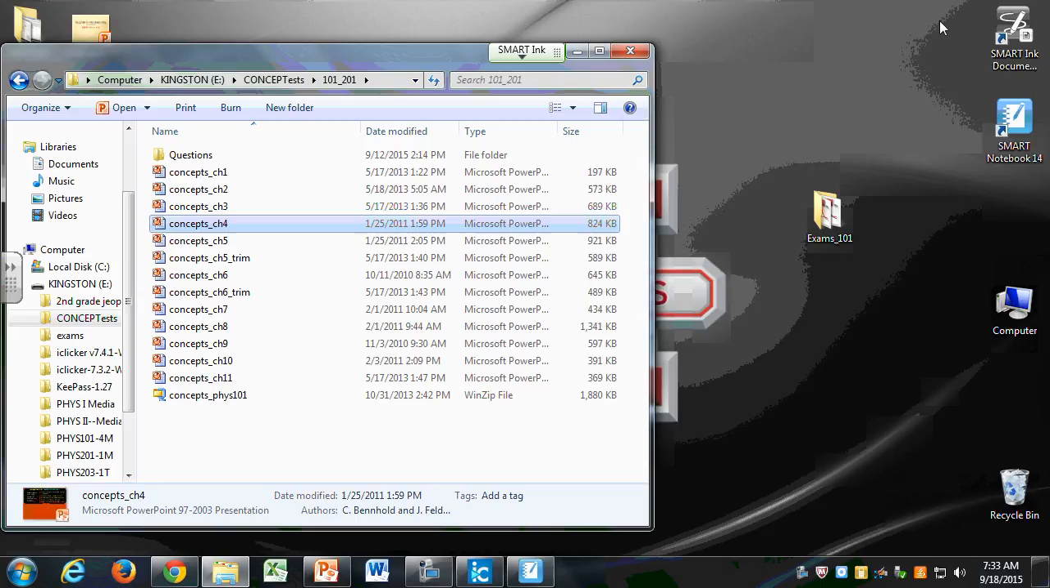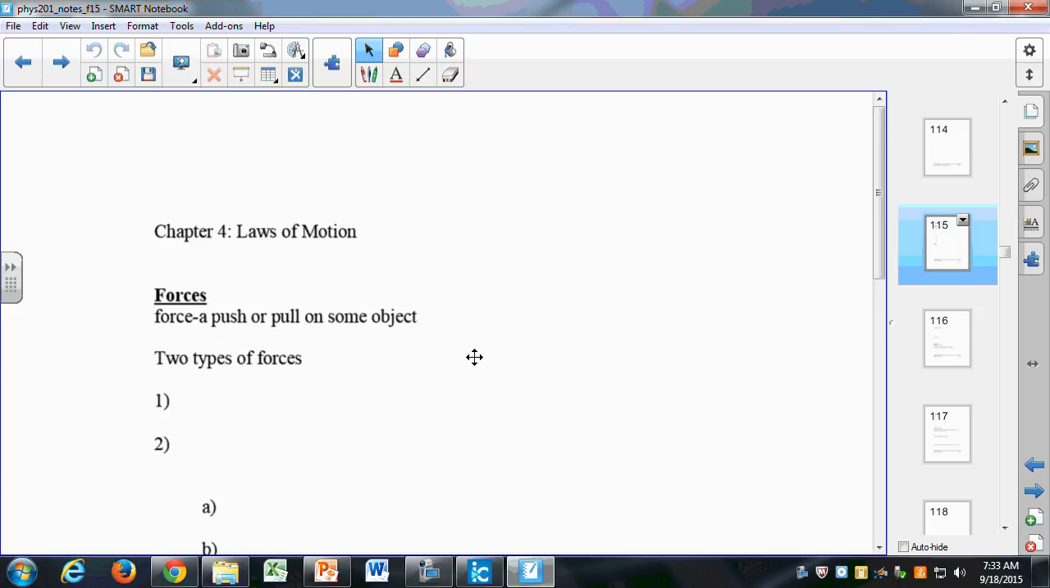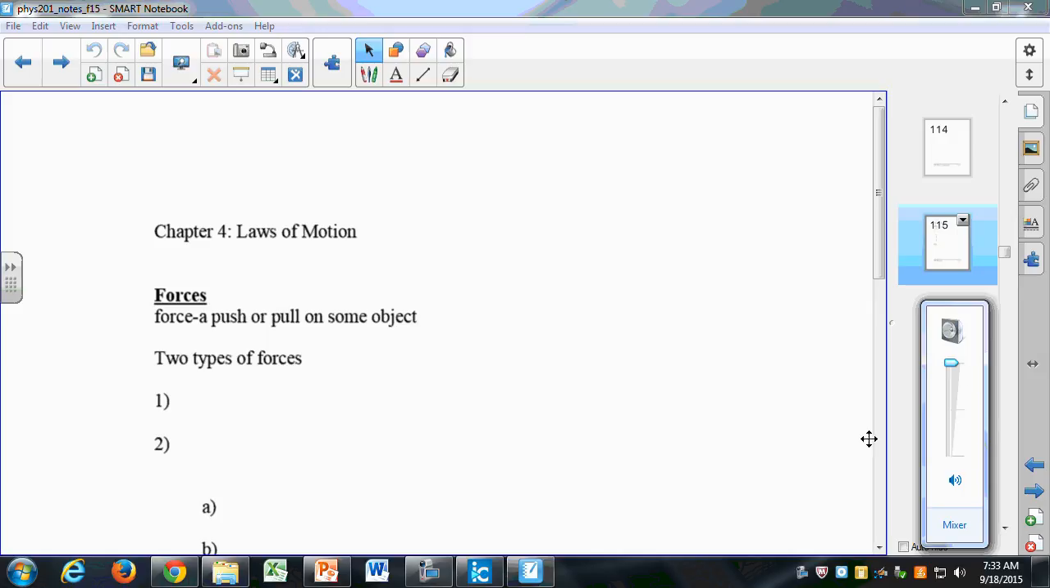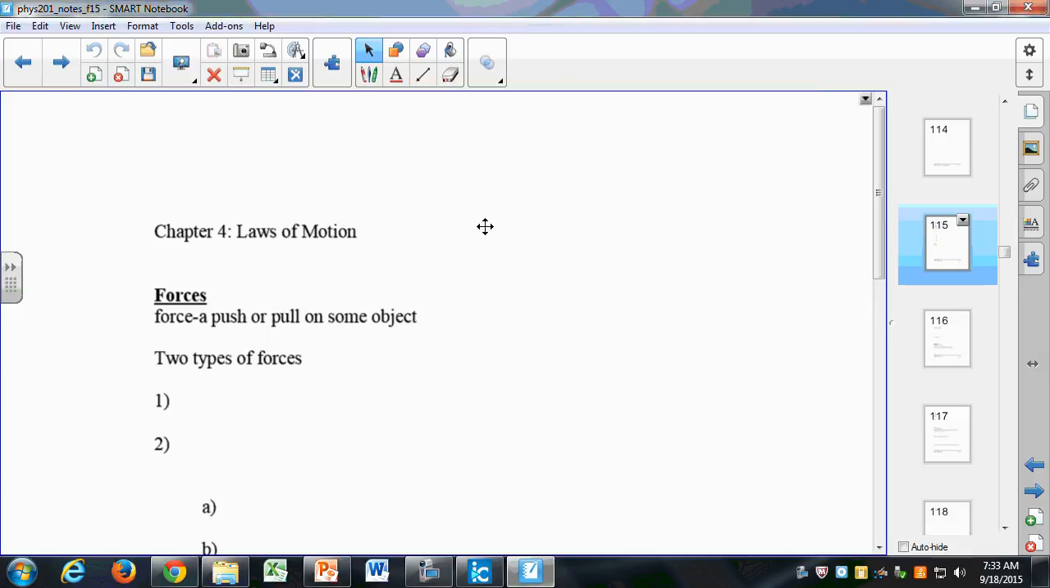Y'all never see that. But vectors are a big part of Calc 3, which is largely what we're going into now with the laws of motion. All right. You've probably seen the laws of motion.